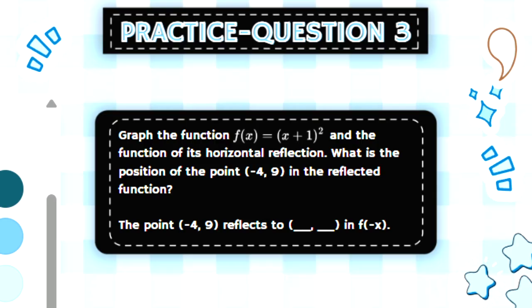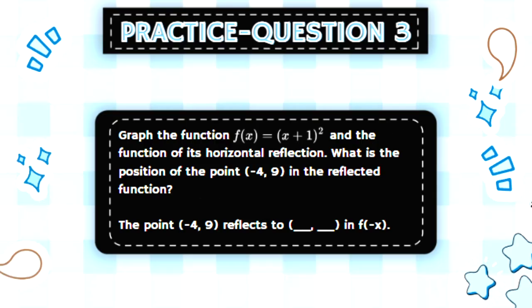Okay. Work smarter, not harder, people. You don't have to do anything super complicated here. We know that one of these changes and one of these stays the same. It's the x that changes, so this is just 4, 9. You don't have to put any more effort into it than that.